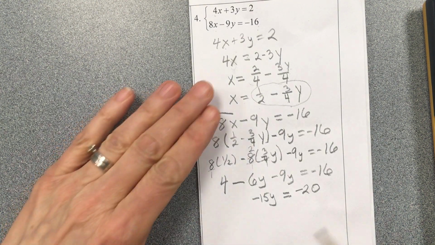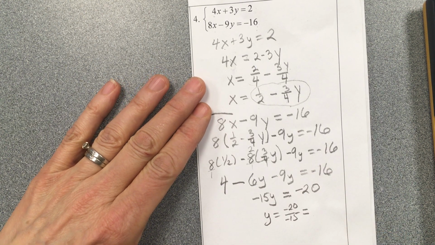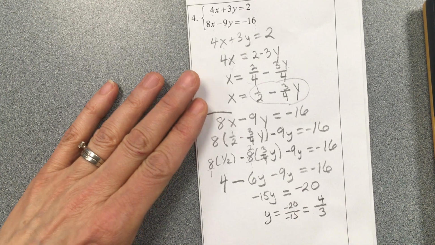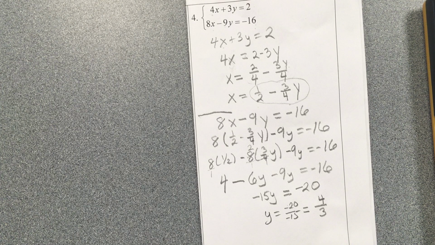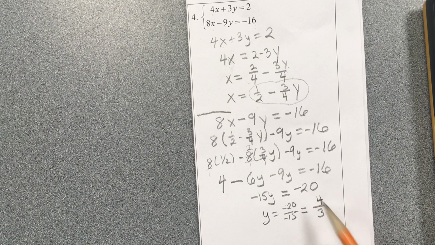Now to finish solving for y, we're going to divide both sides by negative 15. Looks like we're still going to have fractions, but we'll simplify. Of course, the negative and negative will make it positive. And 5 goes into both 20 and 15 evenly, leaving us with a 4 in the numerator and a 3 in the denominator. So y equals 4/3. 4/3 is a much better answer than trying to write that as a decimal. And also, you don't have to write it as 1 and 1/3, just leave it as 4/3.